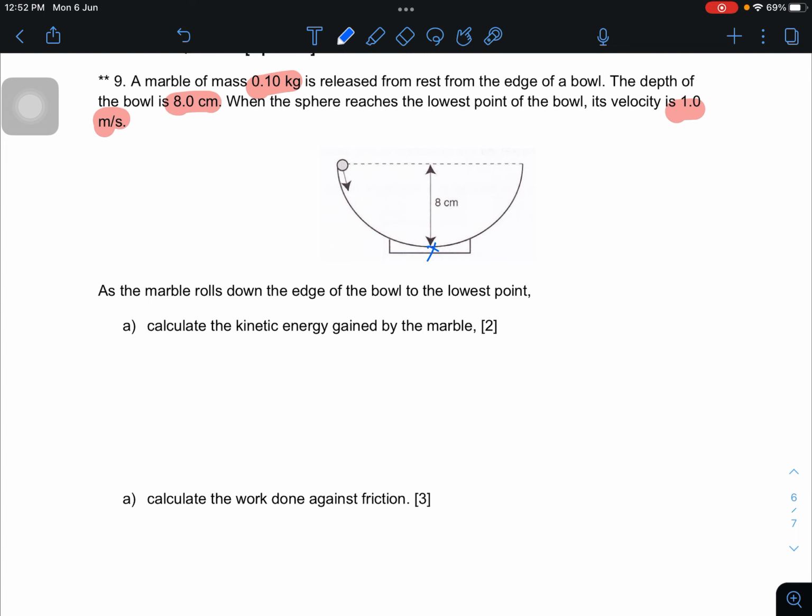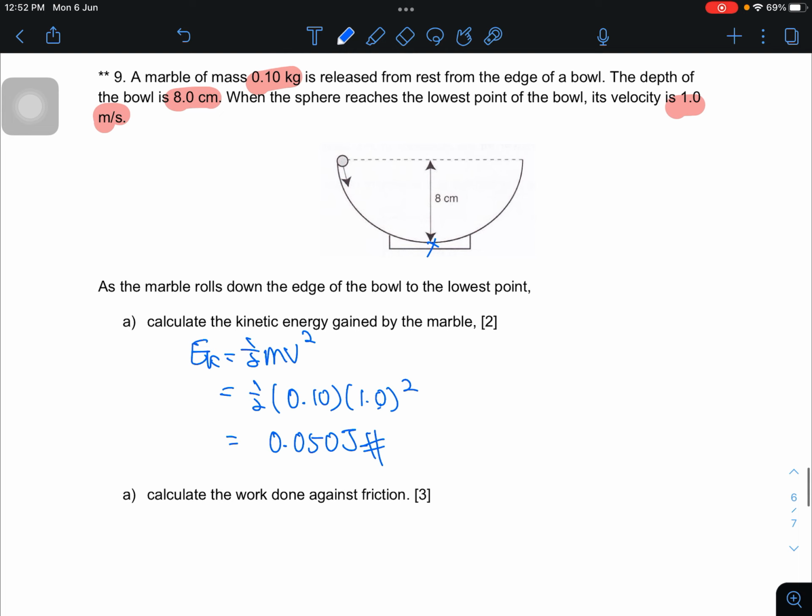So what is the kinetic energy gain? EK equals half mv square, right? The question says v is 1.0. So half times 0.10 times 1.0 square. 1.0 square is still 1, so times half is half. So this is basically 0.050 joule. This is the kinetic energy of the marble at the base of the bowl.